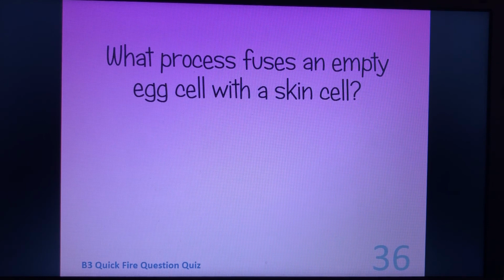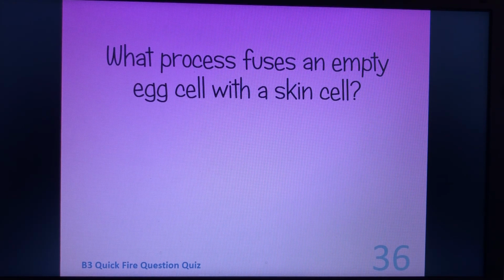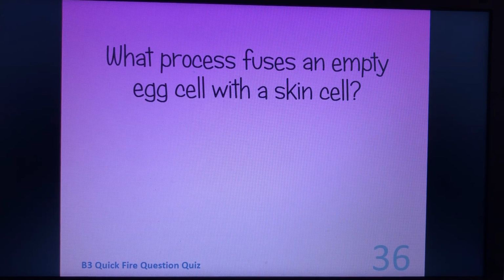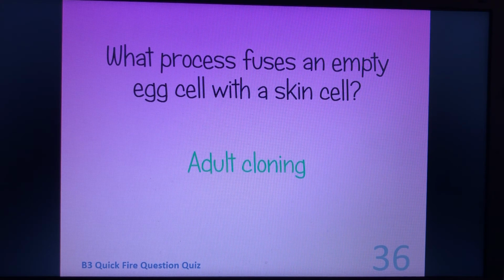Question 36. What process fuses an empty egg cell with a skin cell? And the answer is adult cloning. And this is how Dolly the sheep was made.